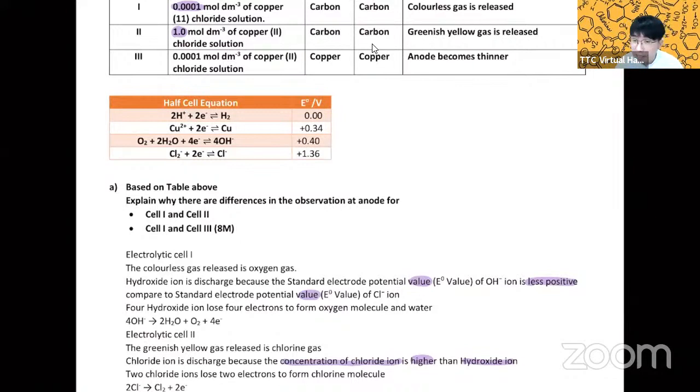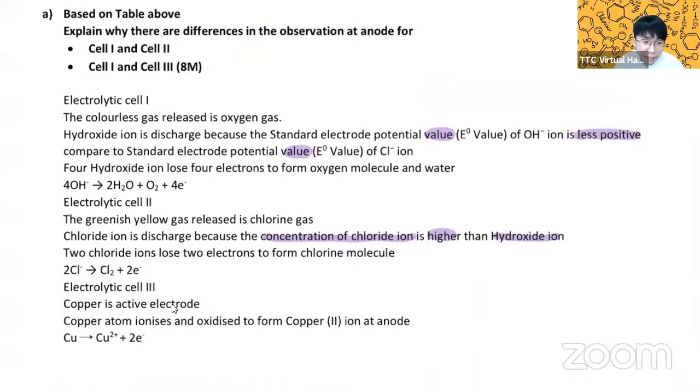What happens when an active electrode is immersed into a solution? You will have your anode dissolve. So that's why your anode becomes thinner, because copper is an active electrode. It will be dissolving into the solution. It ionizes and oxidizes to form copper ion at the anode. The anode dissolving only happens if your electrode is an active electrode. Okay, so I hope you guys still have memory about this. Okay, moving on. Okay, 1 minute.